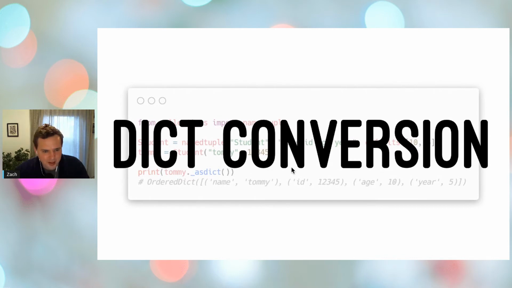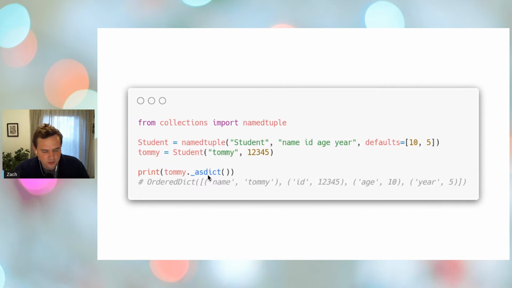Another feature of the named tuple is the ability to create a dict. You can generate a dictionary representation of a named tuple using the _asdict method. So if I just create this Tommy named tuple and then I call the _asdict method, then I'm going to get an ordered dict of all of Tommy's attributes and all of their values.